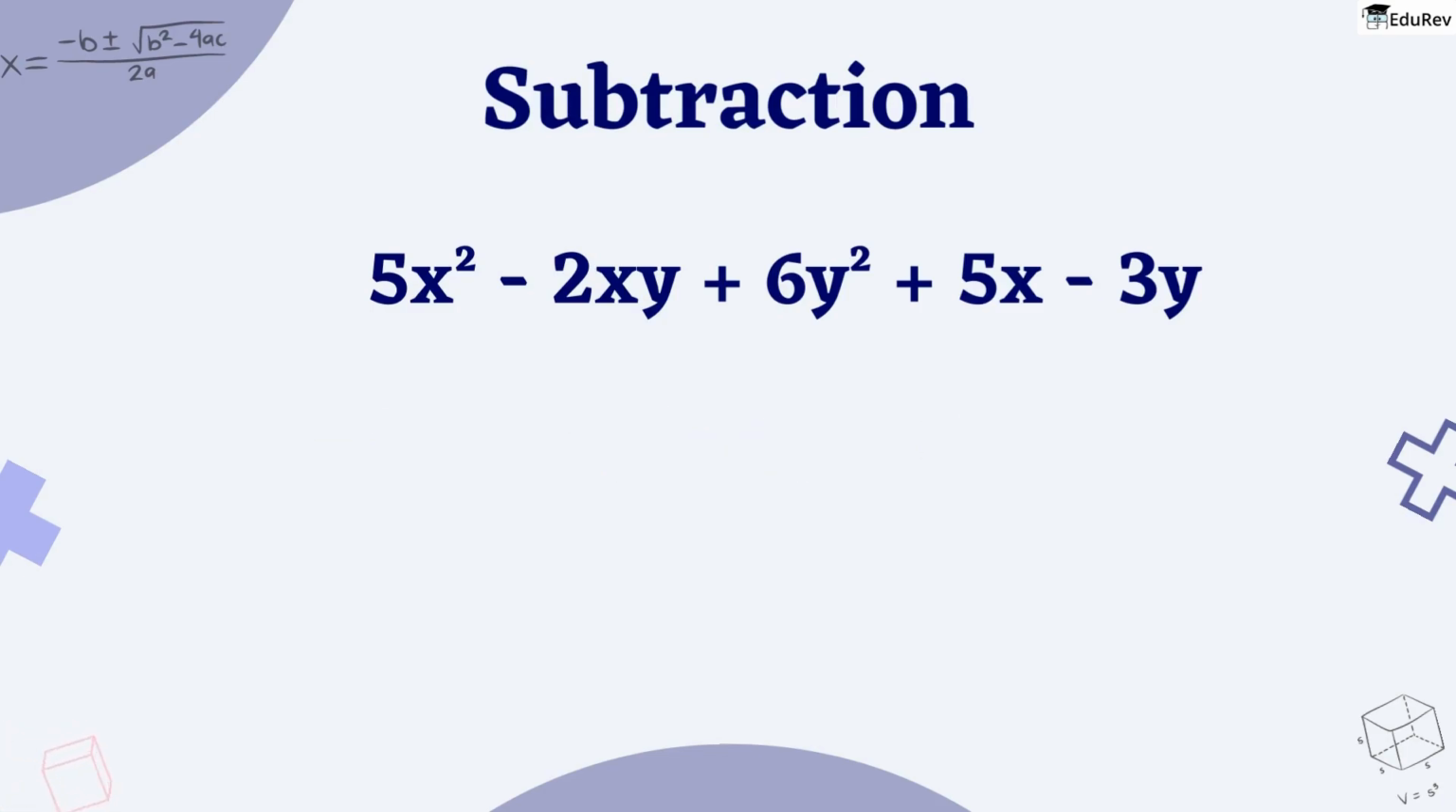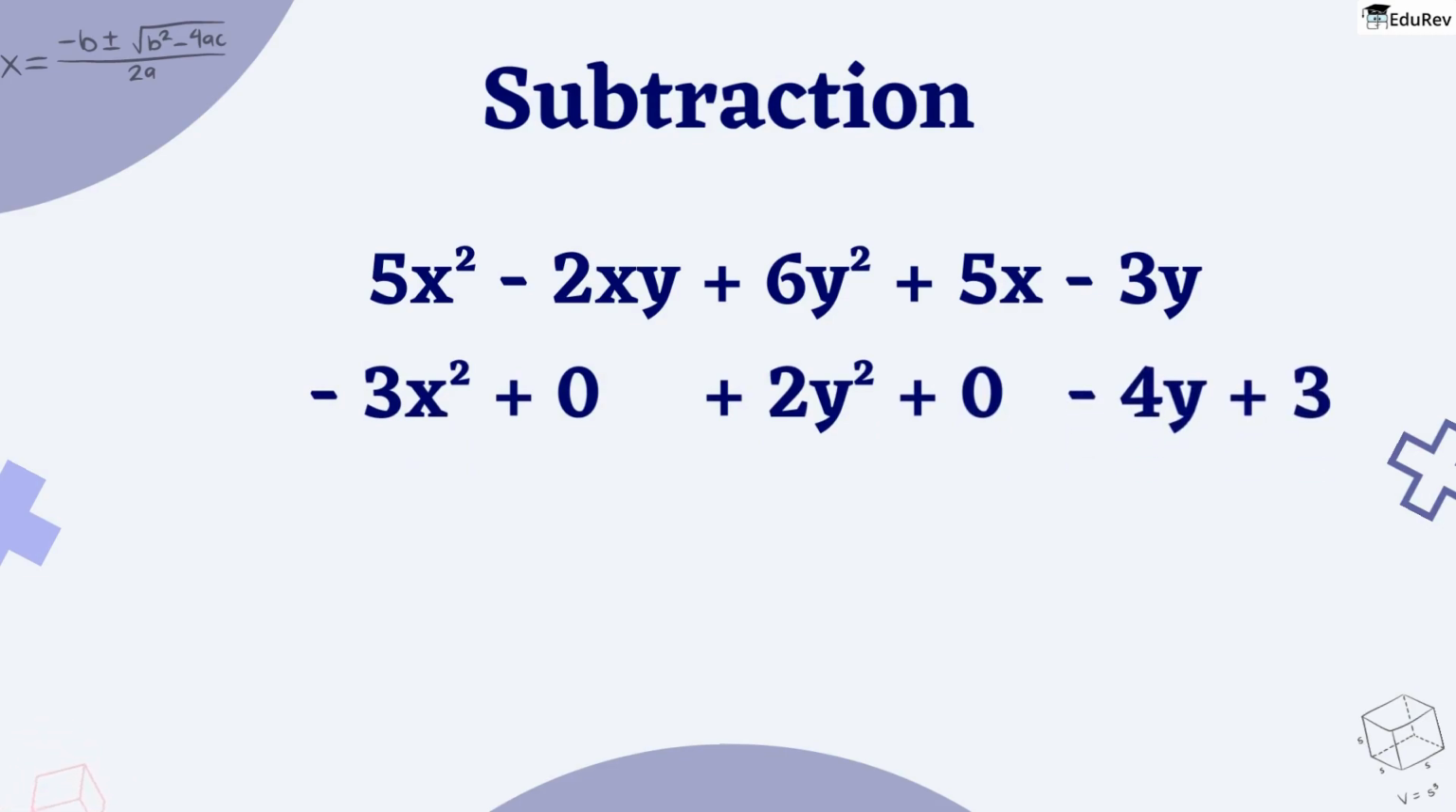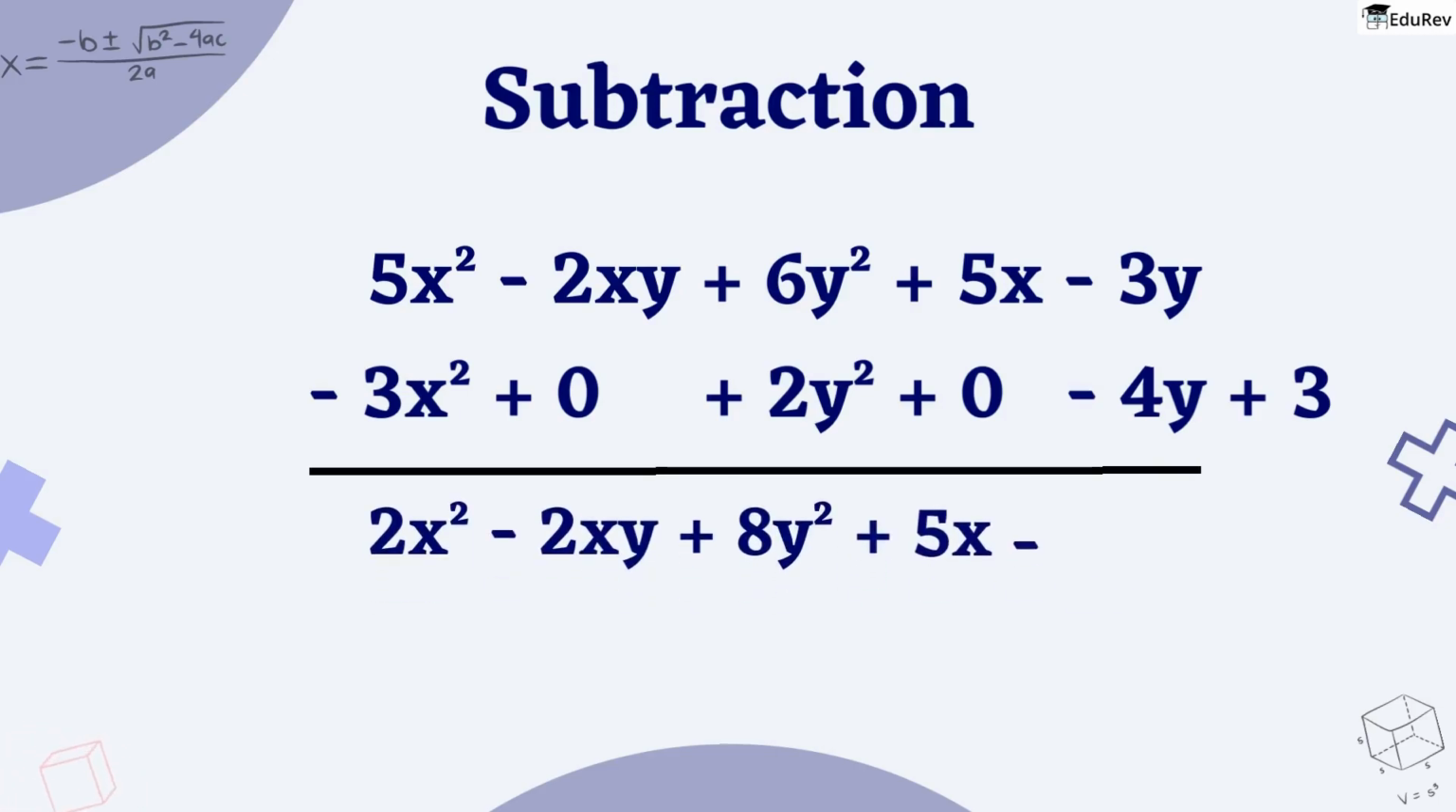Now we simply add the expressions 5x² - 2xy + 6y² + 5x - 3y and -3x² + 2y² - 4y + 3. We get the answer 2x² - 2xy + 8y² + 5x - 7y + 3.